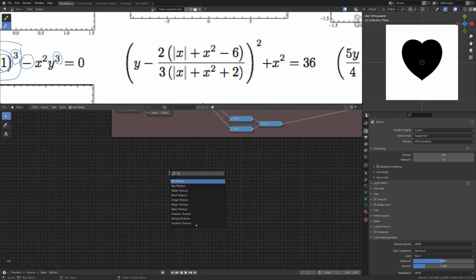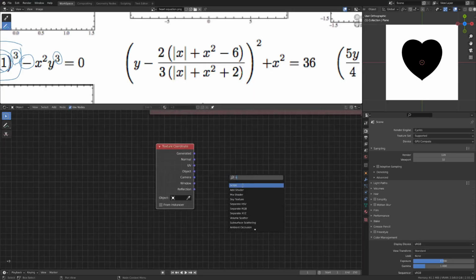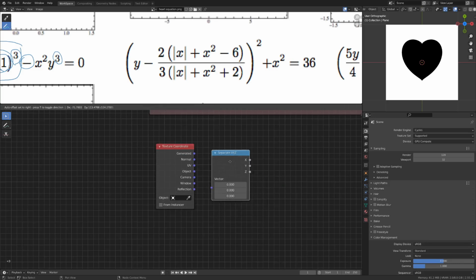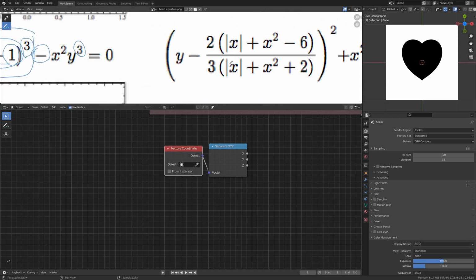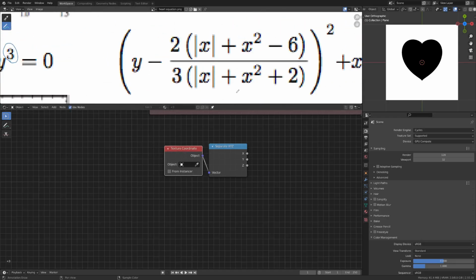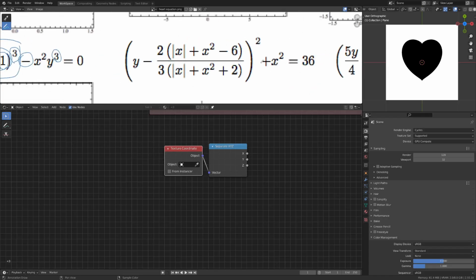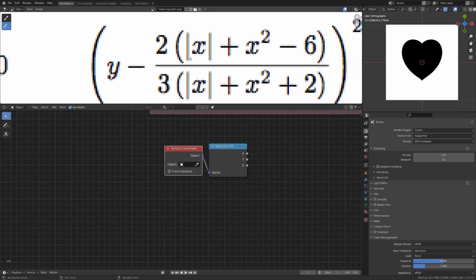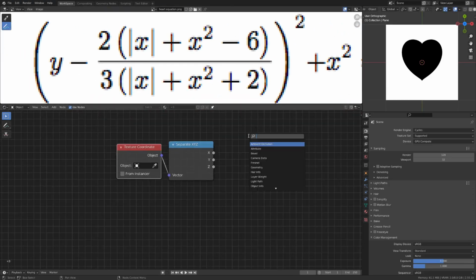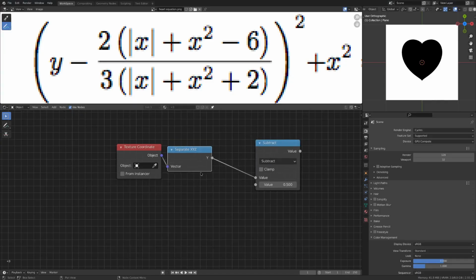So we're going to make, as always, a texture coordinate, separate x, y, z, connect to object vector. We need to use y and subtract with this formula here, and square root then plus x square is equal to 36. Don't take it too seriously, we are going to do it step by step. So we are going to make a math subtract and connect this thing here. We need to set it to subtract, and Ctrl H to hide the rest of them, not Y.